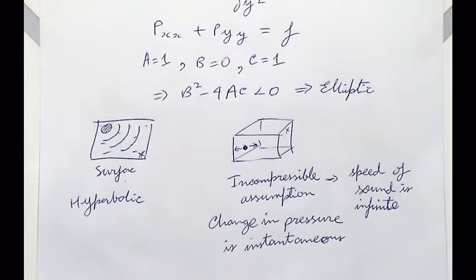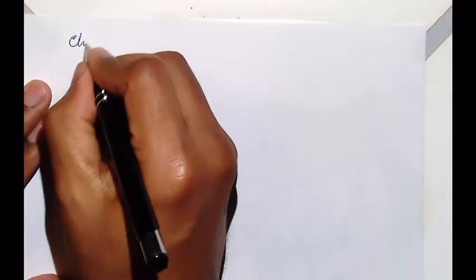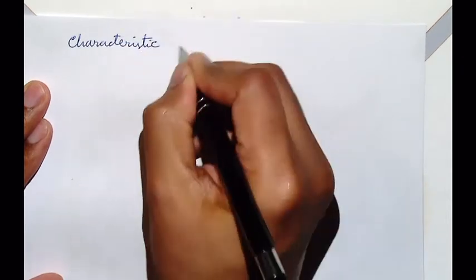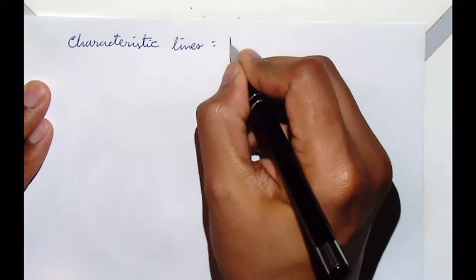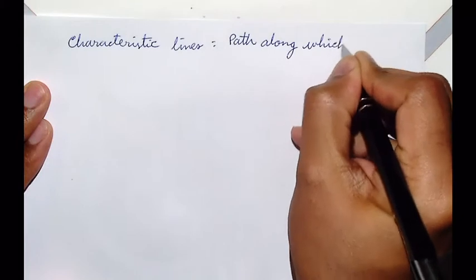So what are these characteristics that I was talking about? Depending on the class of the PDE, the characteristics behave differently. And there you have either 2 real characteristics, 1 real characteristic, or 0 real characteristics. So what are these characteristics? Characteristic lines are actually the path along which the solution propagates.